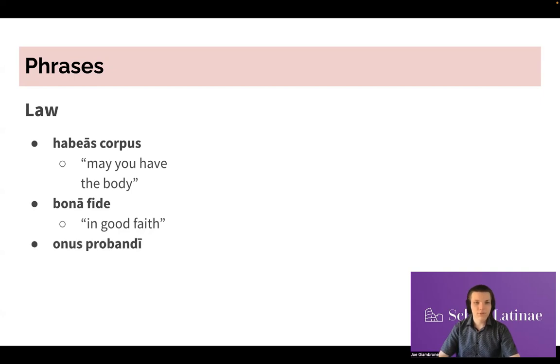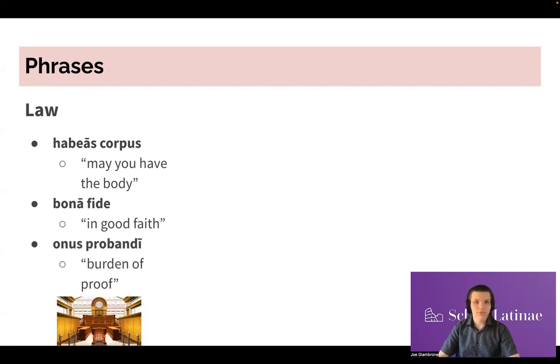And finally, there's onus probandi, which is the burden of proof, and here we have a courtroom as well. The onus probandi, the burden of proof, is on whoever is making certain accusations in court. It is on them to actually back that up with something substantial.